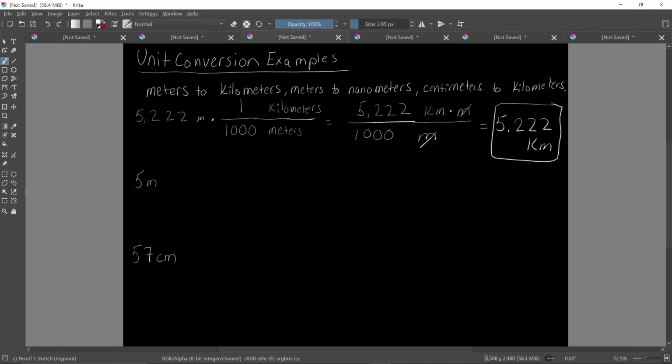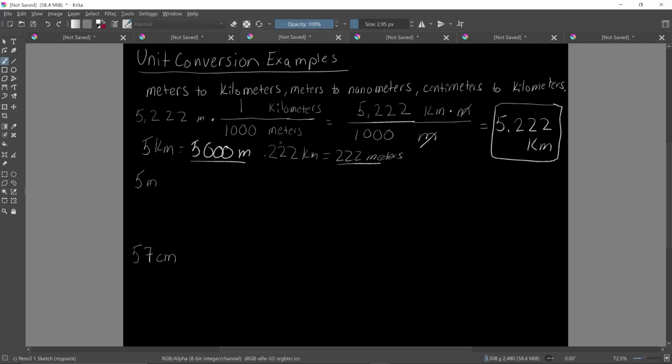And there is a way to check this. You can invert your conversion factor and return it back to meters, because you know that every 1 kilometer is 1,000 meters. So if I have 5 kilometers, that's 5,000 meters. And if I have 0.222 kilometers, that's 222 meters. And if you add this and this, you get your original starting length, which is how you know you're right.